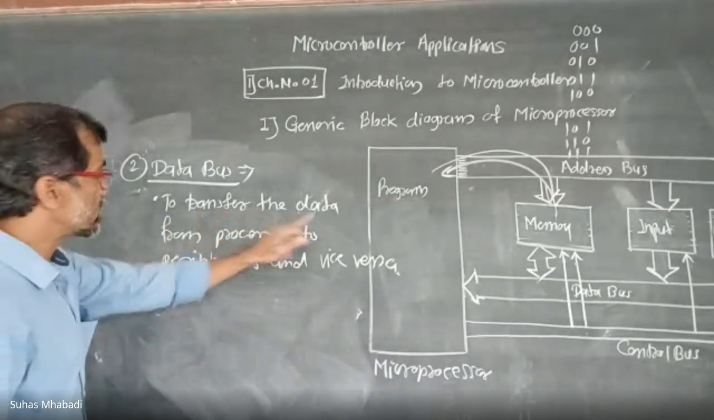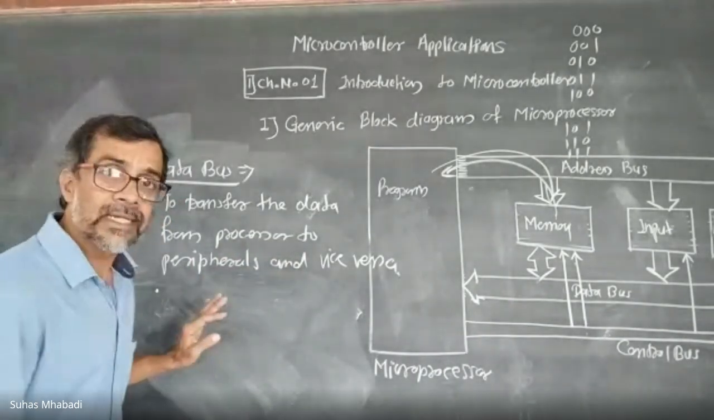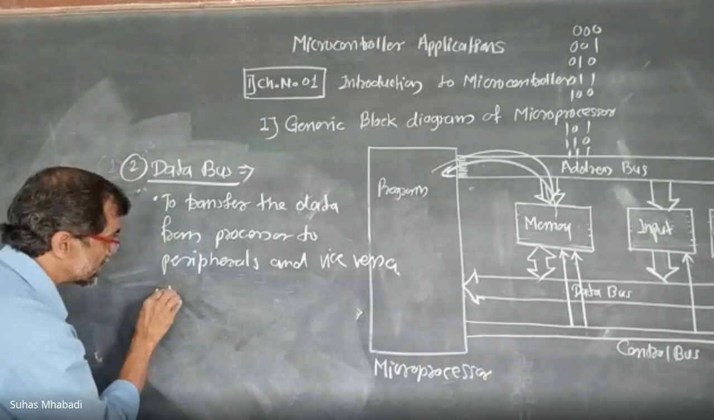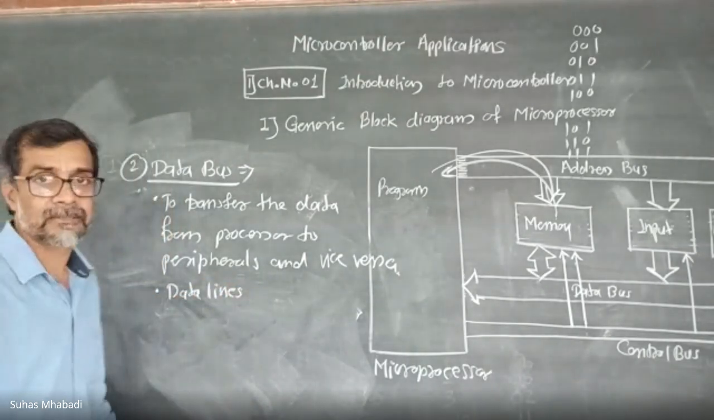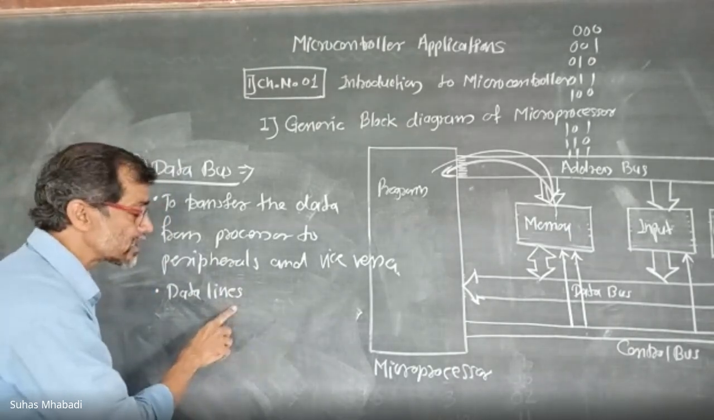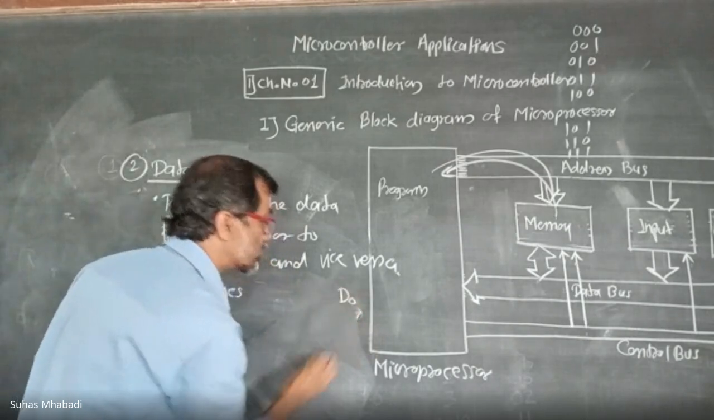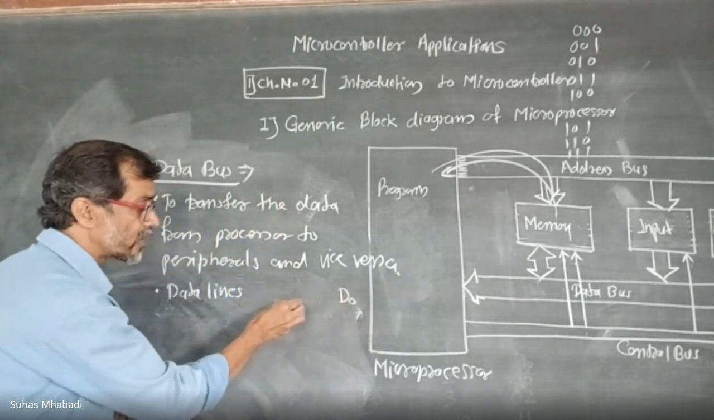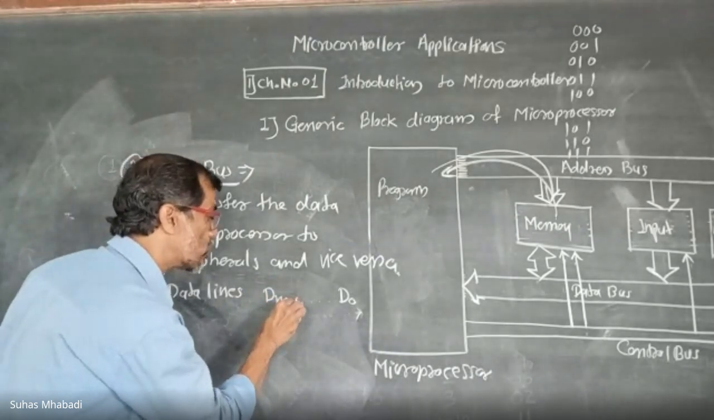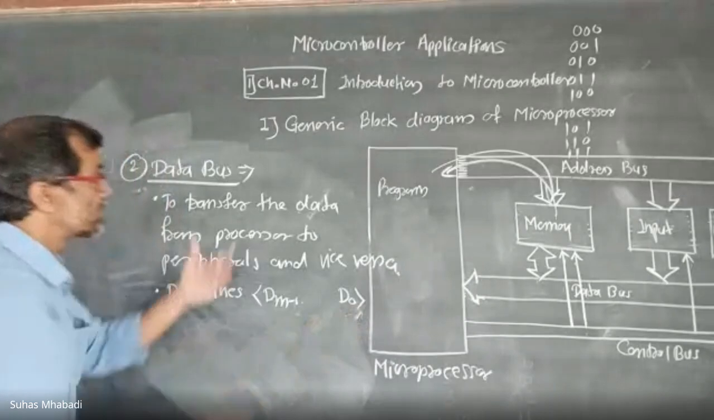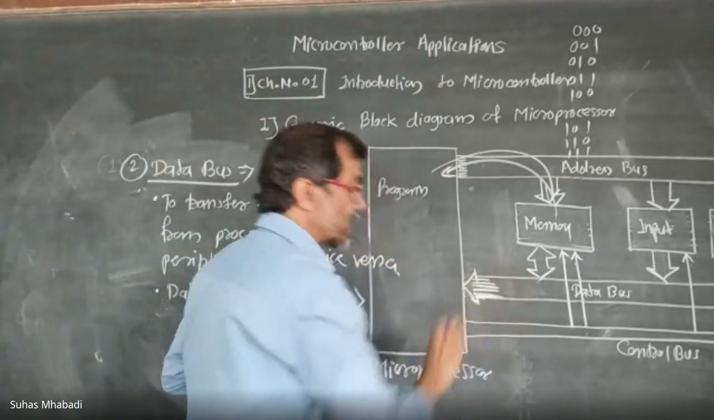So this is used to transfer the data from the processor to the peripheral device or vice versa. Of course, it consists of a number of lines. Those are called data lines. The first line is called D0, D1, D2, D3, D4, D5, D6. The last line is called Dm minus 1. So this is an entire data bus.